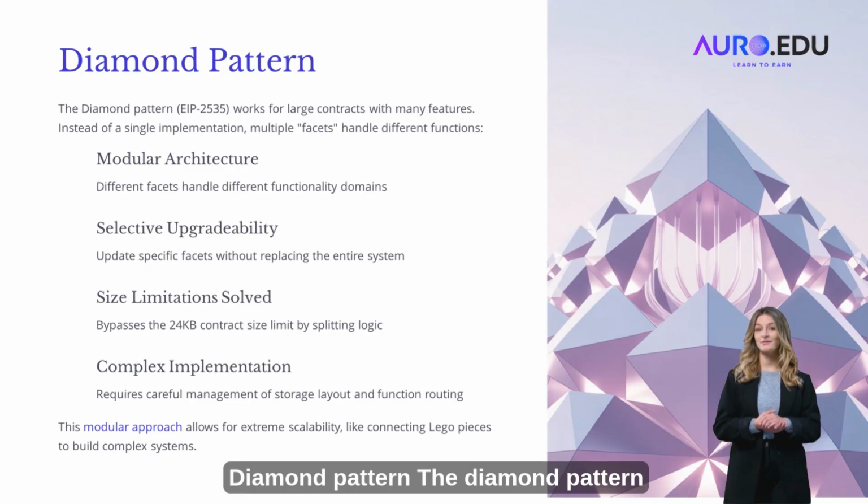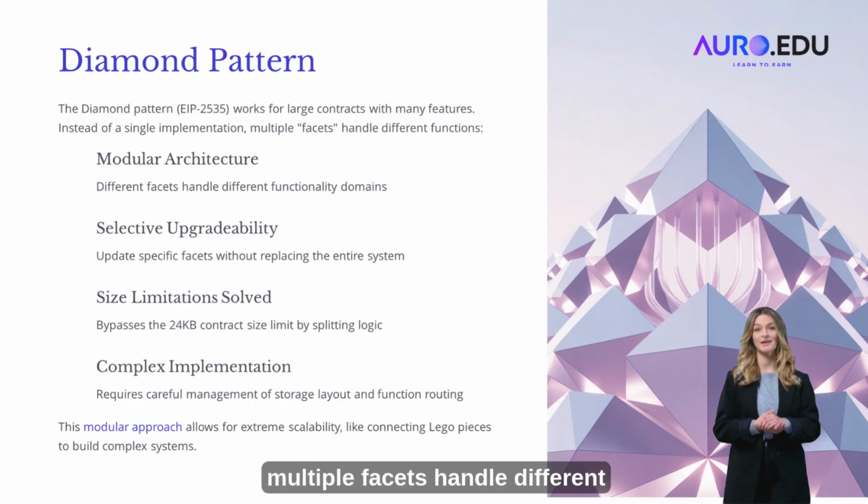Diamond pattern. The diamond pattern works for large contracts with many features. Instead of one implementation, multiple facets handle different functions. The proxy routes calls to the right facet. This modular approach allows scalability, like connecting Lego pieces. DeFi systems sometimes use this for hundreds of functions.